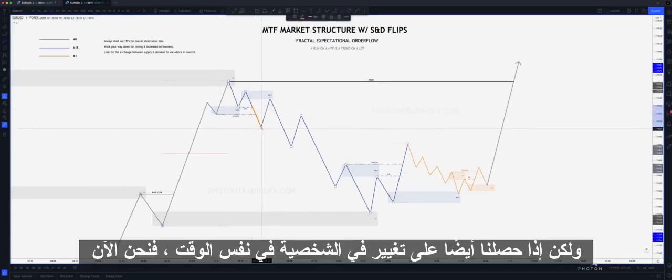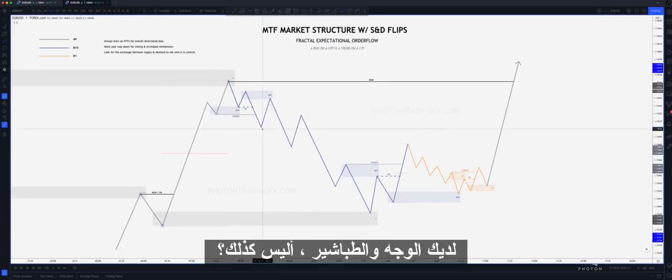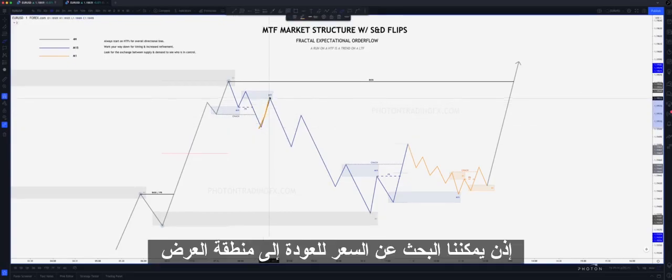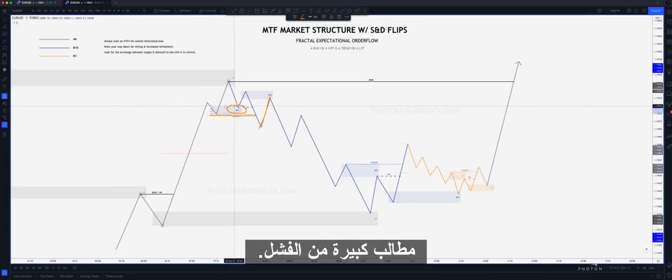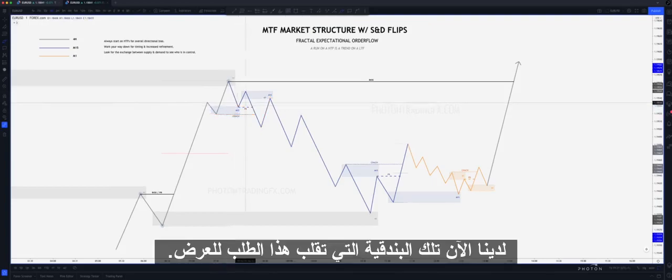But if we also get the change of character at the same time, now we have a flip and a CHoCH, right? So that's now our A+ setup. So then we can look for price to come back into the supply zone that not only caused a structural low to break, but also caused significant demand to fail. We now have that CHoCH and that flip, that demand to supply flip, right?